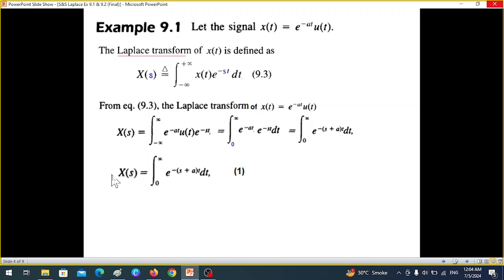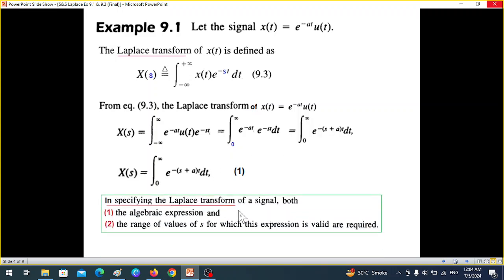So this we'll call equation number 1 from here. Now, in finding the answer or specifying the Laplace transform of a signal, two things are important. One is called the algebraic expression, and the other is called the range of values of S for which this expression is valid. This is also called ROC, region of convergence. So we'll see that.